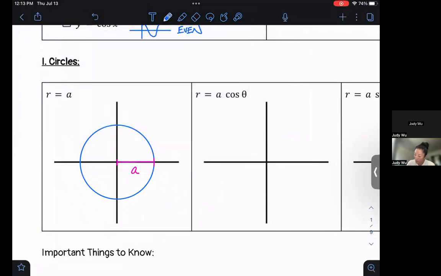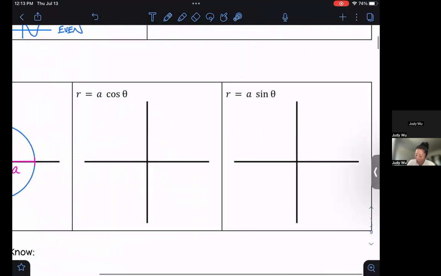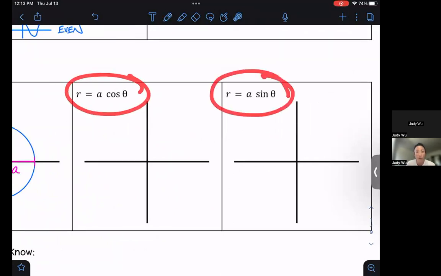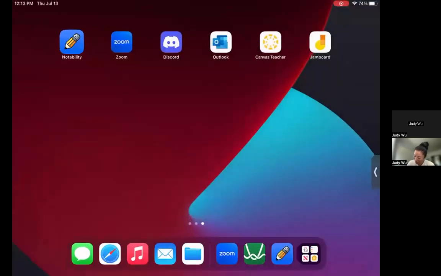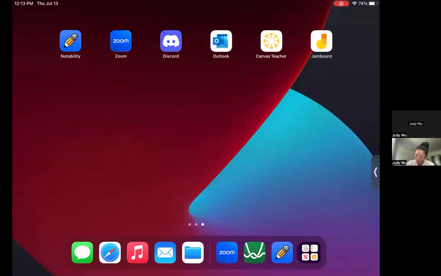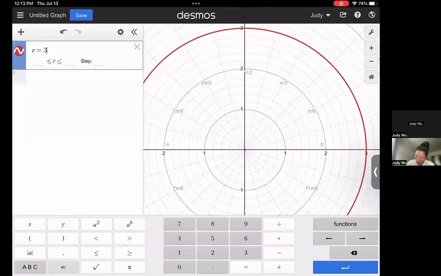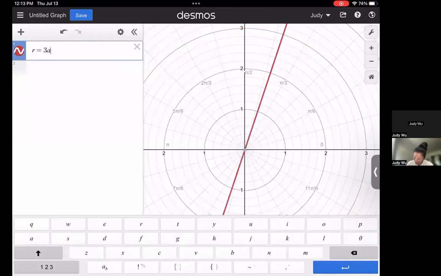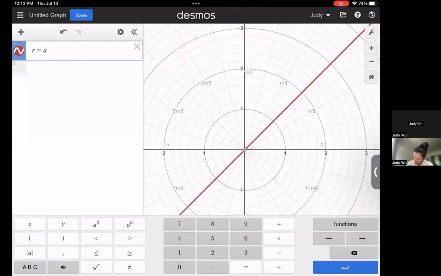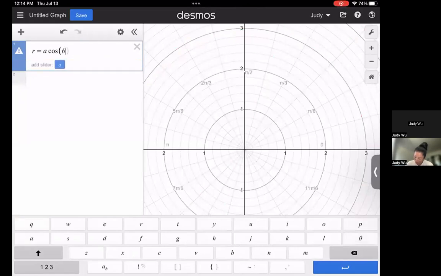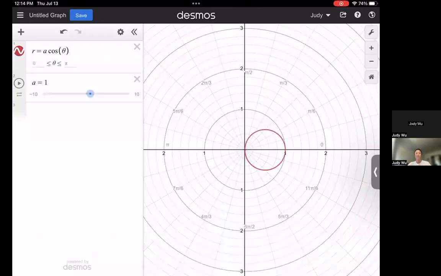All right. Now, we're going to go back to Desmos, and we're going to graph r equals a cosine theta, and then we're going to graph r equals a sine theta and take a look at those. Okay, so let's go back to Desmos and go here. r equals a cosine theta. I'm going to add a slider for a.